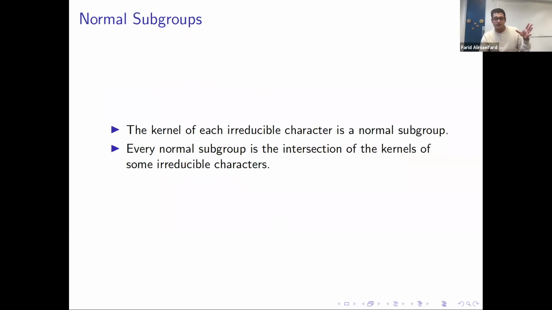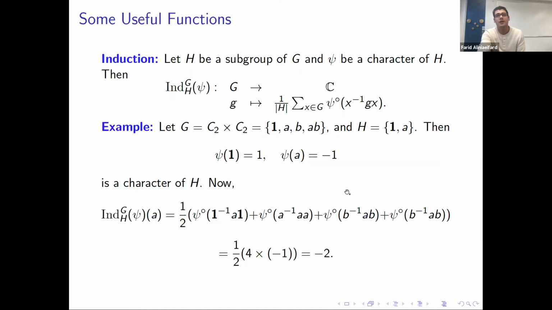Okay, the kernel. When I have a character table, actually I can say everything about normal subgroups, because the kernel of each irreducible character is a normal subgroup, and each normal subgroup is an intersection of the kernels of some irreducible characters.